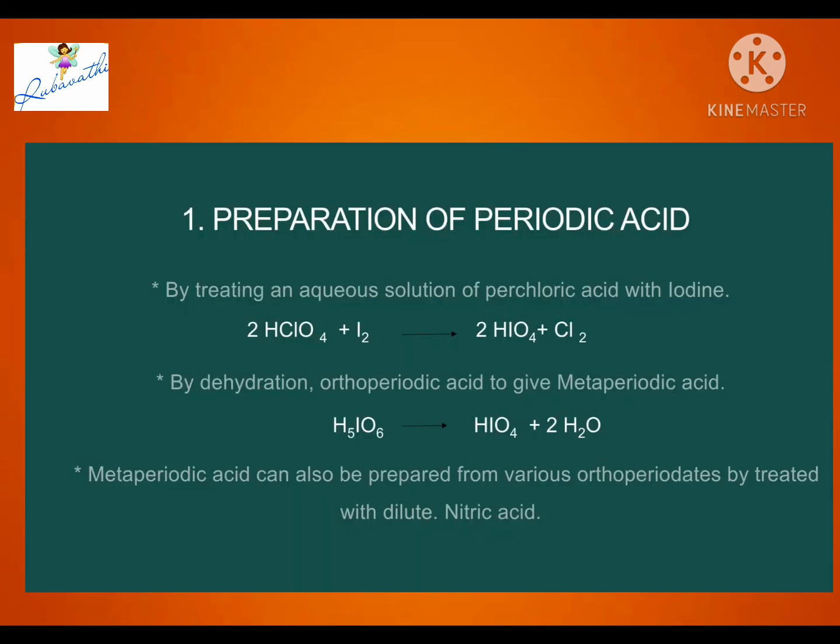Preparation of periodic acid. Periodic acid can be prepared by three methods. First, by treating an aqueous solution of perchloric acid with iodine. Second, orthoperiodic acid can be dehydrated to give metaperiodic acid by heating at 100 degrees Celsius under reduced pressure. Third, metaperiodic acid can also be prepared from various orthoperiodates by treating with dilute nitric acid.